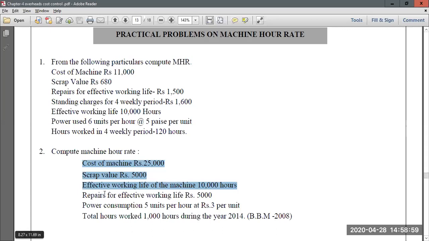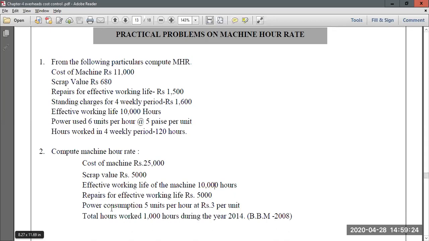Then again, repairs for effective working life is 5,000 rupees, which they have given. Now this repairs, what we have to do is find out for 1 hour. This is for the effective total working life of the machinery. Now we have to find out for 1 hour. So this 5,000 we have to divide by this 10,000. That will be the repair charges of machinery per 1 hour.